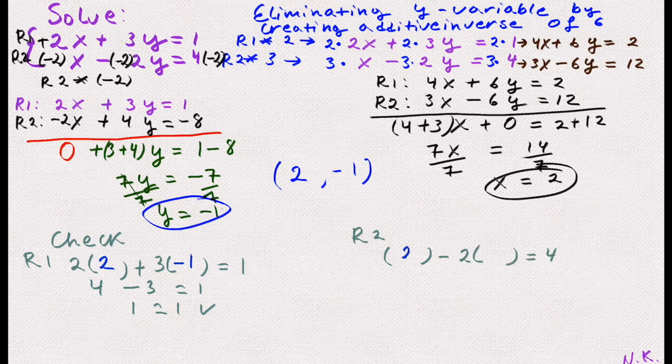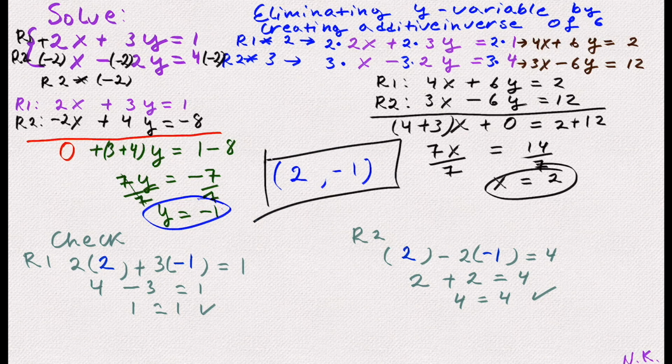We have x is equal to 2, y is equal to negative 1, and we get negative 2 times positive 1 plus 2 equals 4. 2 plus 2 is 4, and it is equal to 4. That's a true solution. 2, negative 1 is a solution for this equation.